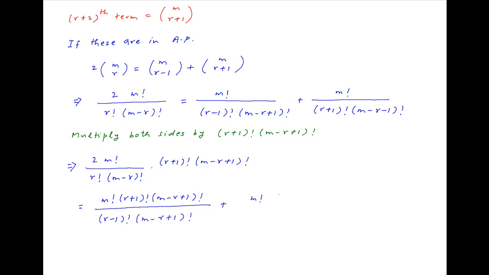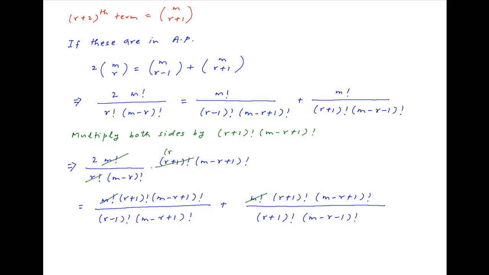And the second term on the right hand side is m factorial times r plus 1 factorial times m minus r plus 1 factorial divided by r plus 1 factorial times m minus r minus 1 factorial. Now m factorial cancels across the board.